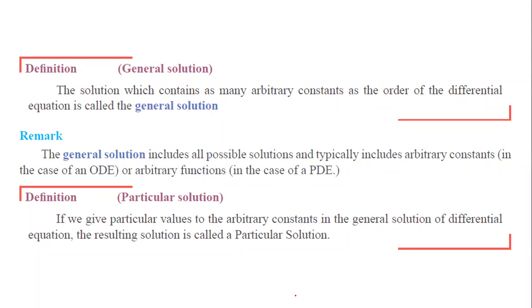The solution which contains as many arbitrary constants as the order of the differential equation is called the general solution. In case the given differential equation is of order n, then the resulting solution contains n arbitrary constants. Then it is called the general solution.